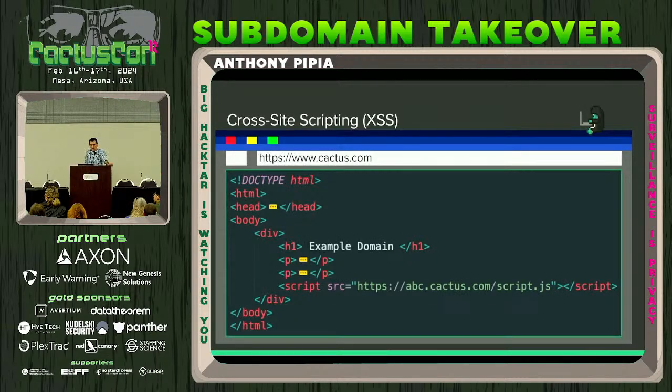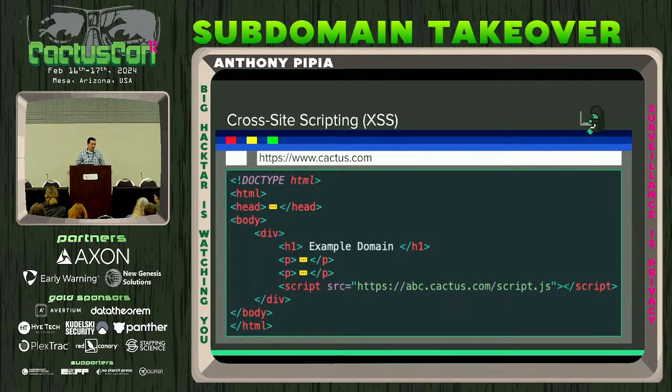So I have a couple examples of how cross-site scripting might become more possible if a subdomain was taken over. In this example, we've got a pretty basic website. It's flush with lots of content, as you can see. But one of the things that it does is it imports a script. So let's remember where we are. We're on www.cactus.com, and it imports a script from abc.cactus.com.